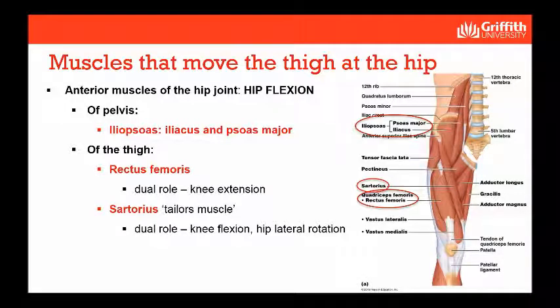Sartorius is the strap-like superficial muscle that runs obliquely across the anterior thigh from the anterior superior iliac spine to the medial aspect of the proximal tibia. This makes it the longest muscle in the body, and it also crosses both the hip and knee joints. Sartorius also has multiple roles at the hip joint. Not only does it flex, abduct, and laterally rotate the hip, but it is also a weak flexor of the knee joint.